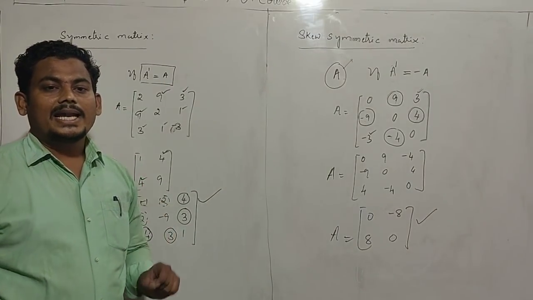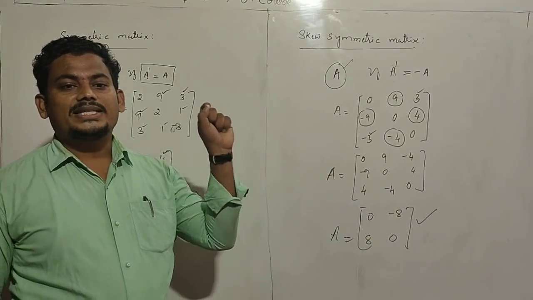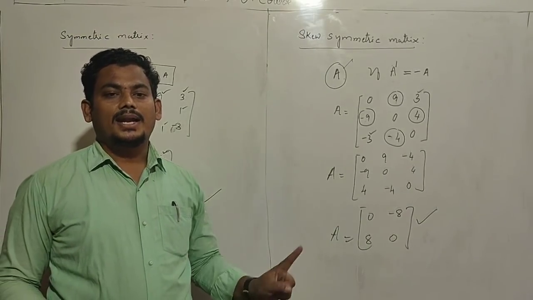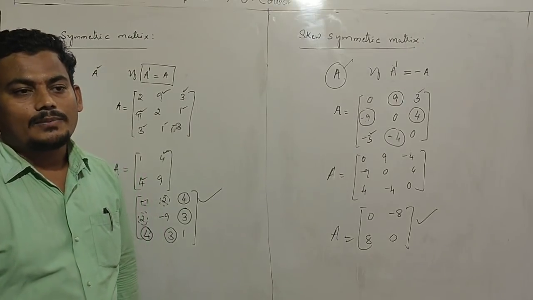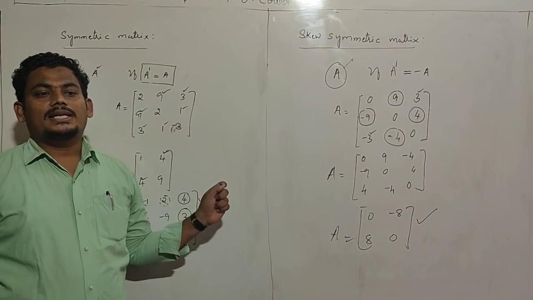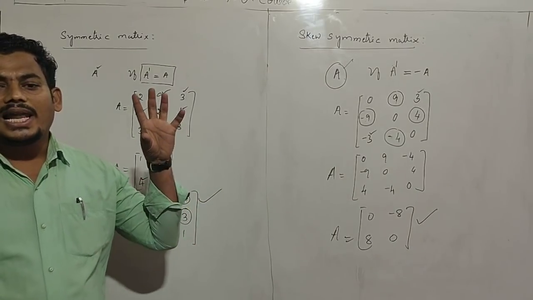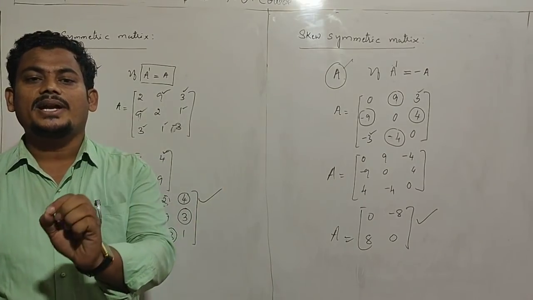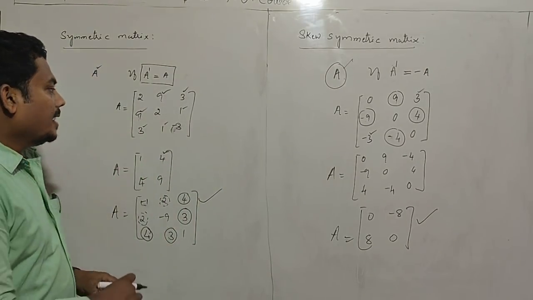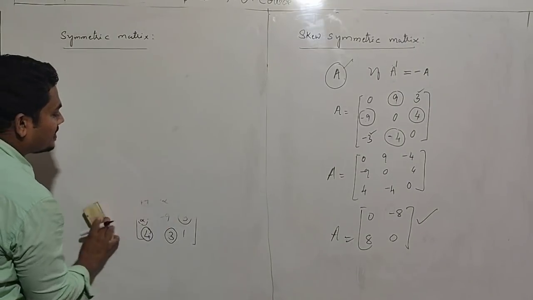Then, give an example of a matrix which is both symmetric as well as skew symmetric. Example: all null matrices are both symmetric and skew symmetric matrices. You can write any null matrix. Clearly it is both symmetric and skew symmetric.